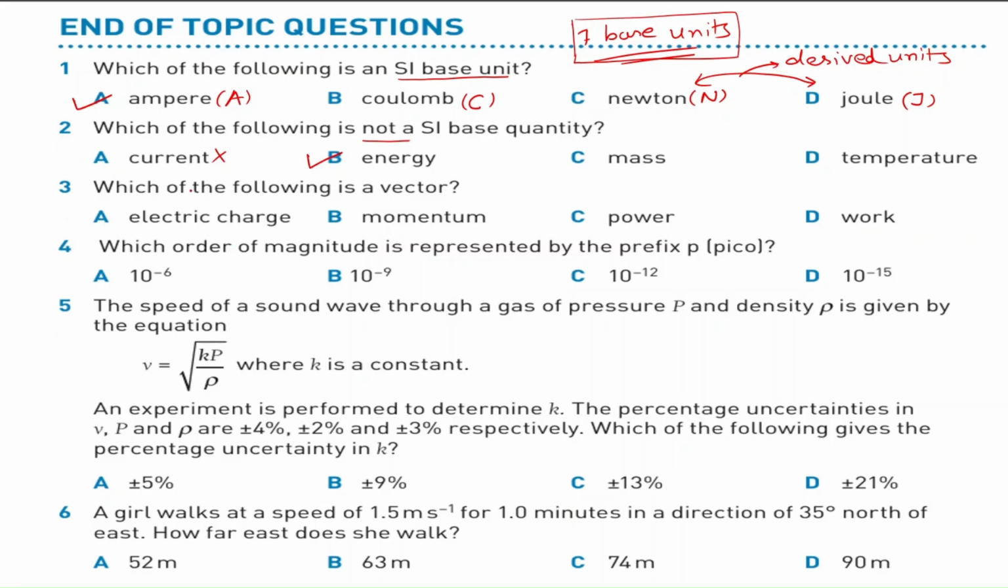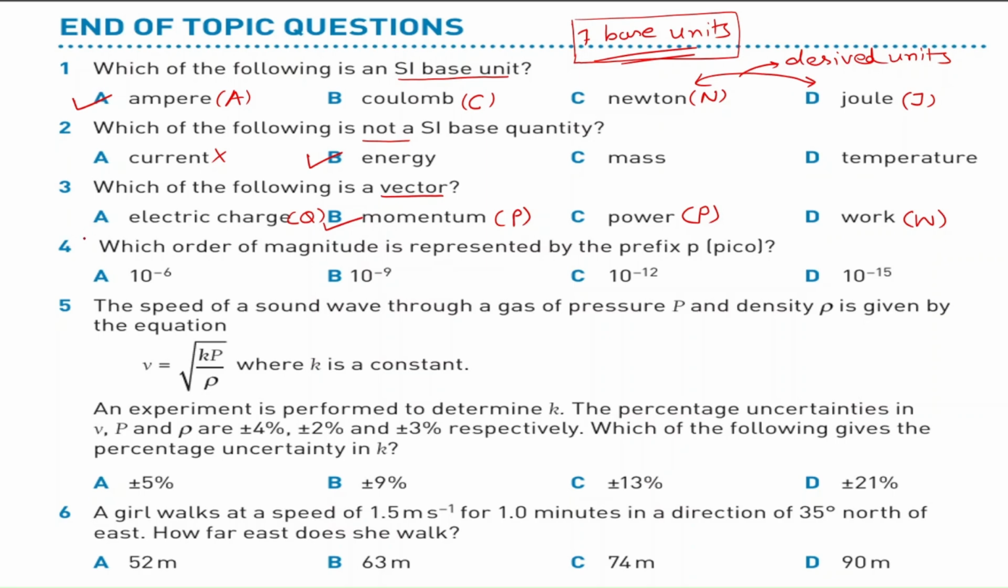Now, in the third question, which of the following is a vector? We have to identify what is a vector. In option A, we have electric charge, which is denoted by Q, and momentum is denoted by P. Power is also denoted by P, and work is denoted by W. Now we have to tell which is a vector quantity. We see that in vector quantities we have momentum.